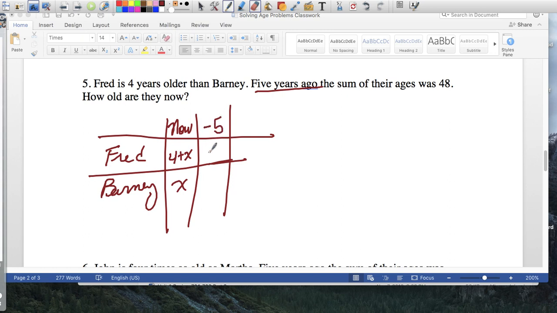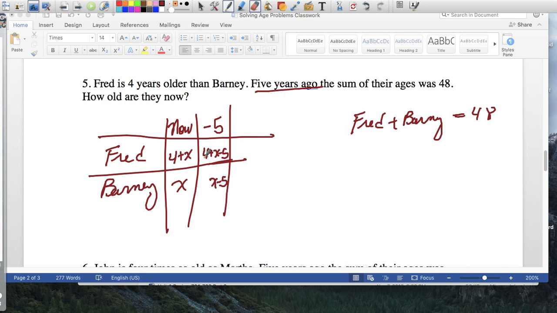Find a little change on the problem. So it's going to be 4 plus X minus 5, and then Barney's going to be X minus 5. And 5 years ago, the sum of their ages, so Fred plus Barney, that's 48. So let's write this down.